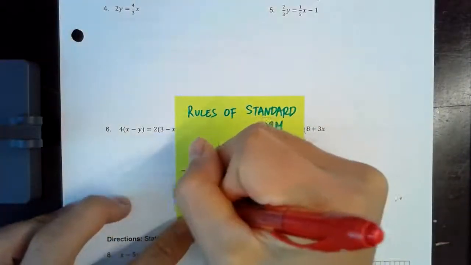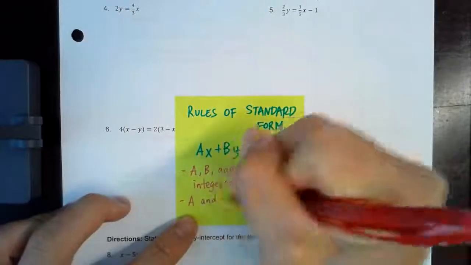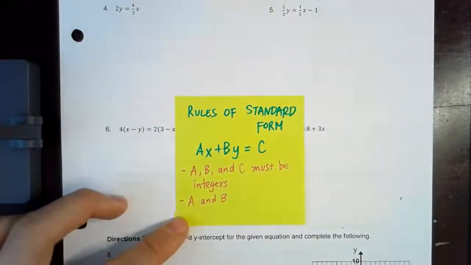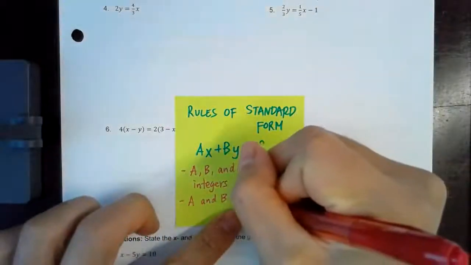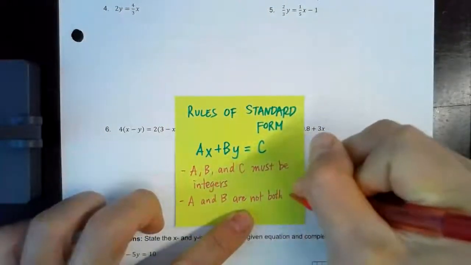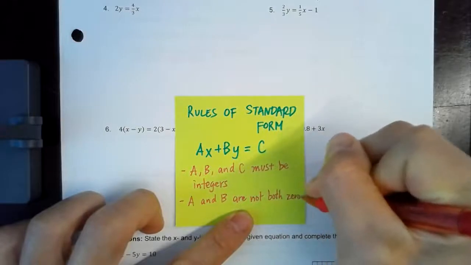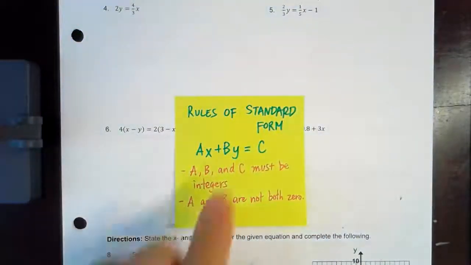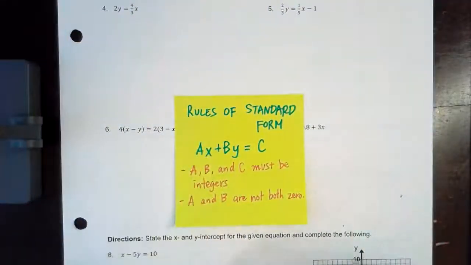Okay, another one is a and b are not both 0, right? You can't have both of them being 0. If you had both of them being 0, then you would have kind of like no variable almost, right?